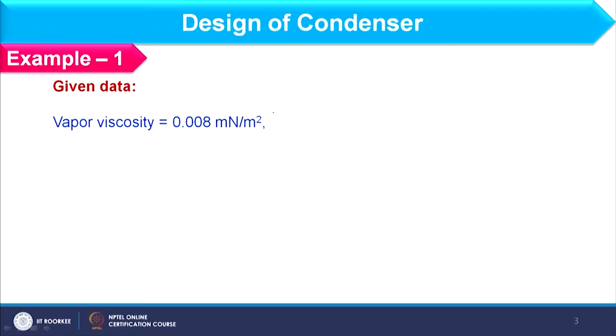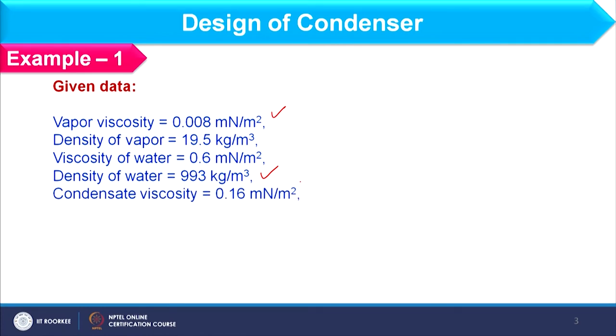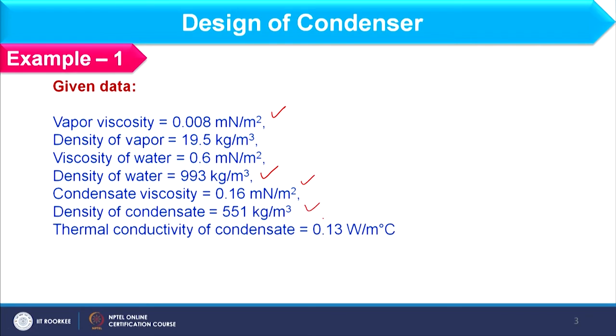However, in this problem, the properties of the fluids are already given. We have vapor viscosity as 0.008 millinewton per meter square, and density of the vapor is 19.5 kg per meter cube, viscosity of the water is 0.6, density of the water 993, and condensate viscosity is 0.16, density of the condensate is 551, and thermal conductivity of the condensate is given as 0.13 watt per meter degree Celsius.